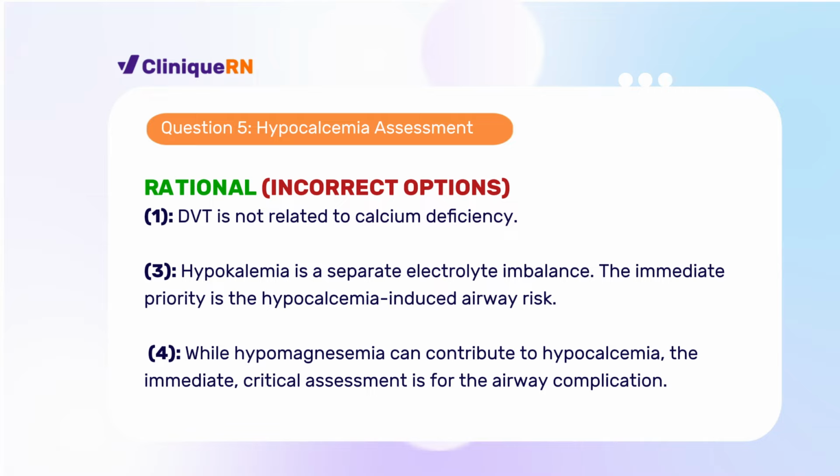Incorrect options. 1. DVT is not related to calcium deficiency. 3. Hypokalemia is a separate electrolyte imbalance. The immediate priority is the hypocalcemia-induced airway risk. 4. While hypomagnesemia can contribute to hypocalcemia, the immediate, critical assessment is for the airway complication.